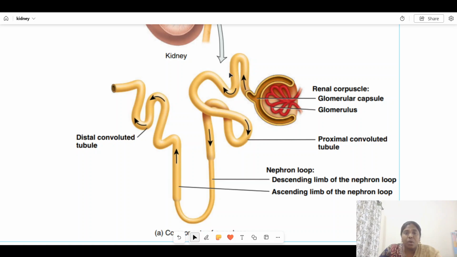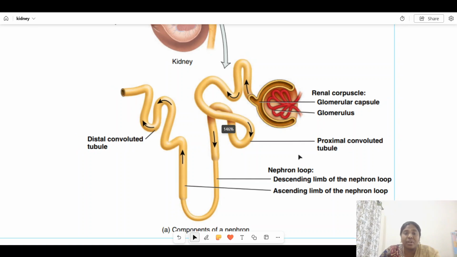This is the glomerulus. The proximal convoluted tubule means whichever is close to the glomerulus, that is called the proximal convoluted tubule, and the tubule which is coming down is called the descending limb of the nephron loop. Again we have the loop of Henle here, and the part going upwards is called the distal convoluted tubule. Distal means far away from the glomerulus, that's why this is called the distal convoluted tubule. And the one going up is called the ascending limb of the nephron loop. So this is the proximal convoluted tubule, this is the distal convoluted tubule, this is the loop of Henle. The descending one is coming down, the ascending is going up. Hope this explanation is enough to understand what the glomerulus is and what it does.